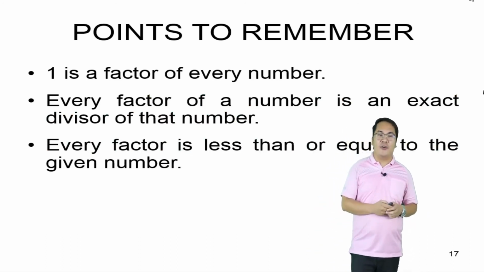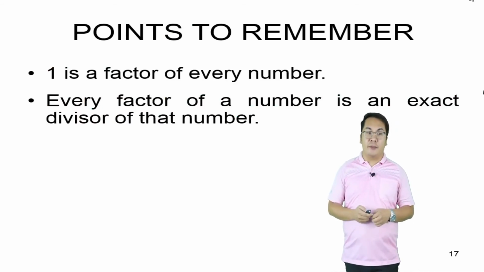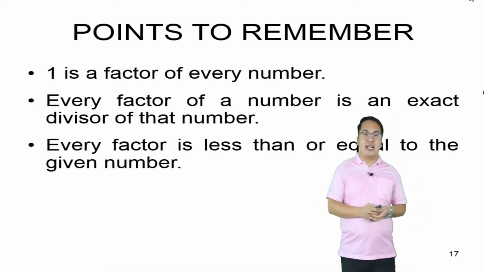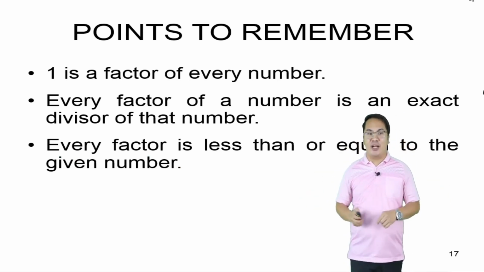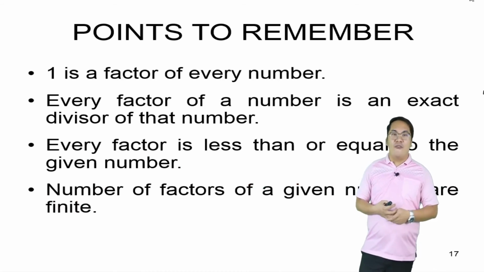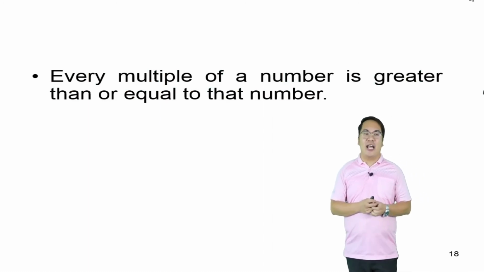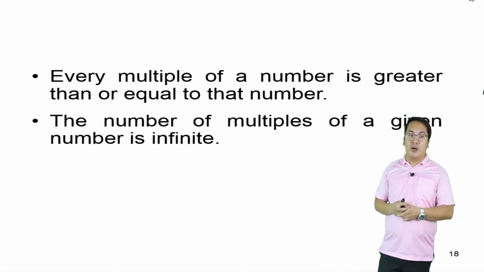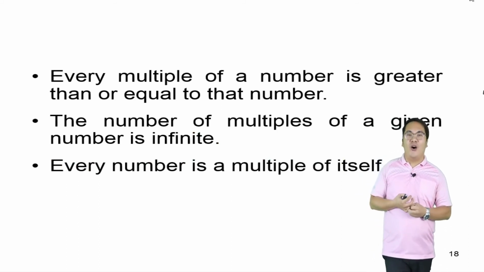Second, every factor of a number is an exact divisor of that number. Very good. Next, every factor is less than or equal to the given number. Just like what I said, there is no remainder at all. Next, the number of factors of a given number is finite. Next, every multiple of a number is greater than or equal to the number. Next, the number of multiples of a given number is infinite. Lastly, every number is a multiple of itself.